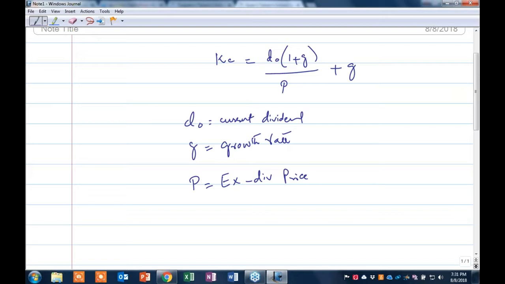So just note down the formula so that I can switch to the spreadsheet window. Should I switch to the spreadsheet window?